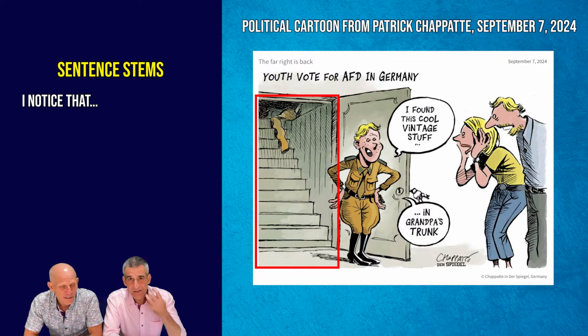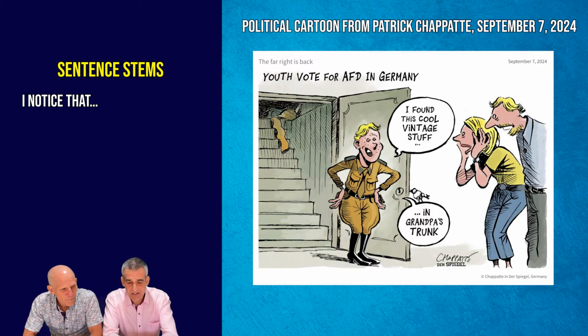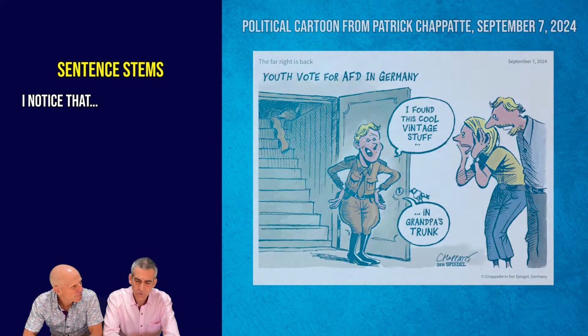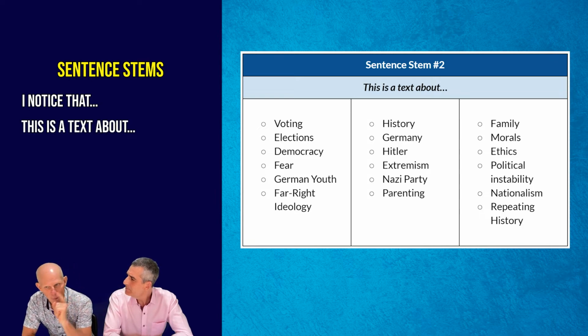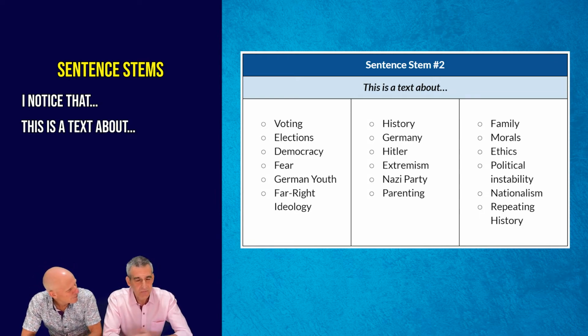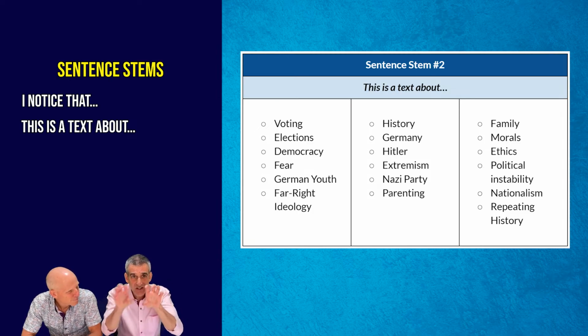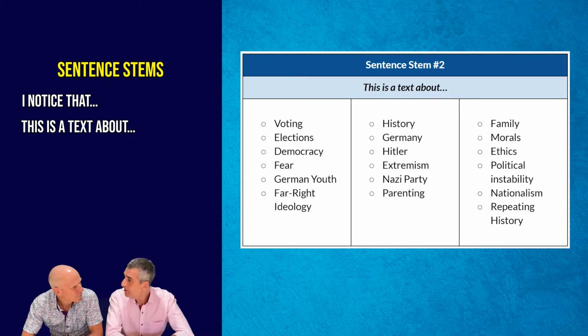Mr. Giles, I think this sentence stem is really helpful. It gives us an access point to get into the text. Now that we're looking at the text more carefully, let's go for a second sentence stem and see if we can build bigger ideas. "This is a text about." What does that help us do? Mr. Giles, this is going to help us identify the big topics, which we can then later connect to build a thesis statement.